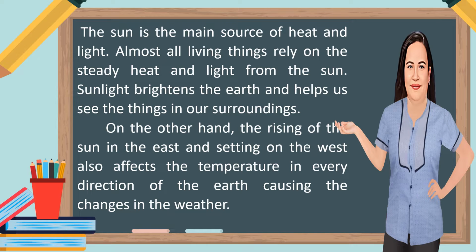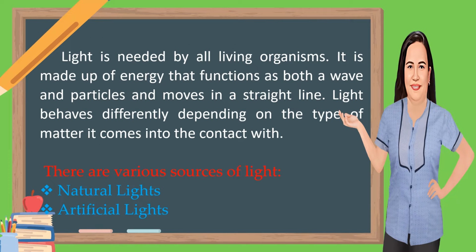On the other hand, the rising of the sun in the east and setting in the west also affects the temperature in every direction of the earth, causing changes in the weather. Light is needed by all living organisms. It is made up of energy that functions as both a wave and particles and moves in a straight line. Light behaves differently depending on the type of matter it comes into contact with.